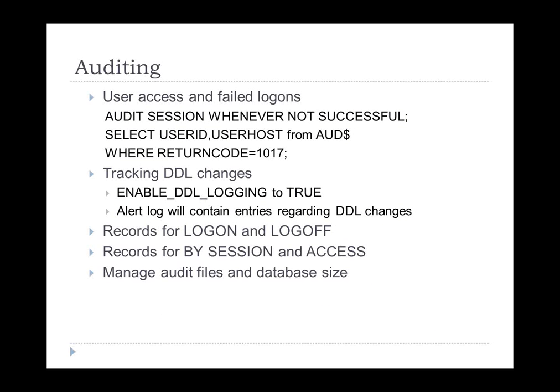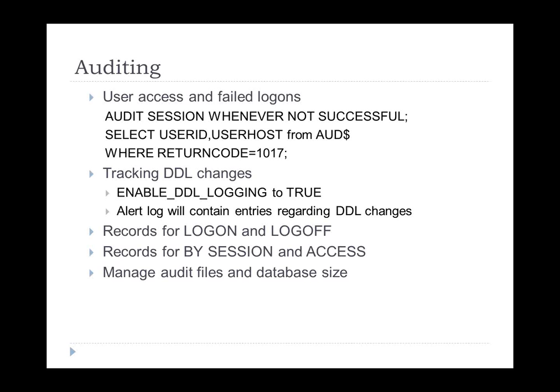For user access and failed logons, you can actually audit the session whenever not successful. These are things where you can run queries against the database and change those, so you're not getting every log on and log off, but you actually want to know when there might be someone constantly trying to log on with different passwords and hack into the database. That not successful might be all you really need to audit. You also have select user ID from the audit table where return code is 1017, which gives you where that's not successful. So you can select from these audit tables to view that information.